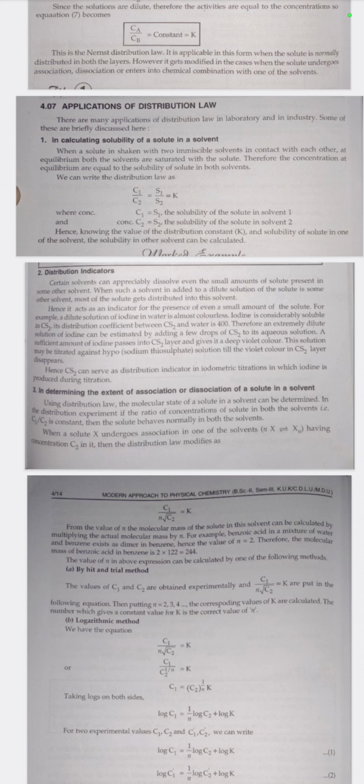For example, a dilute solution of iodine in water is almost colorless. Iodine is considered soluble in CS2. Its distribution coefficient between CS2 and water is 400. Therefore, an extremely dilute solution of iodine can be estimated by adding a few drops of CS2 to its aqueous solution. A sufficient amount of iodine passes into the CS2 layer and gives it a deep violet color. This solution may be titrated against hypo solution till the violet color in the CS2 layer disappears. Hence, CS2 can serve as a distribution indicator in iodometric titration, in which iodine is produced during titration.